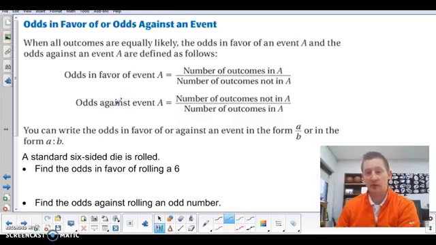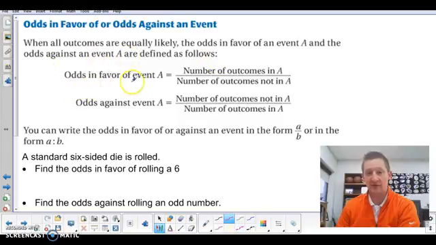Whereas probability is comparing the number of successful outcomes, or whatever outcomes it is that you're looking for, compared to the total number of outcomes. When you're looking for odds, you're actually going to be comparing the total number of successful outcomes compared to the unsuccessful outcomes. So, definition here: when all outcomes are equally likely, the odds in favor of an event A and the odds against an event A are defined as follows.